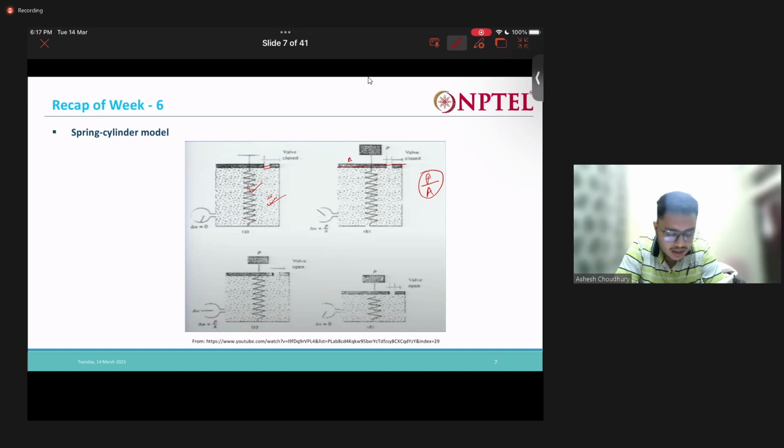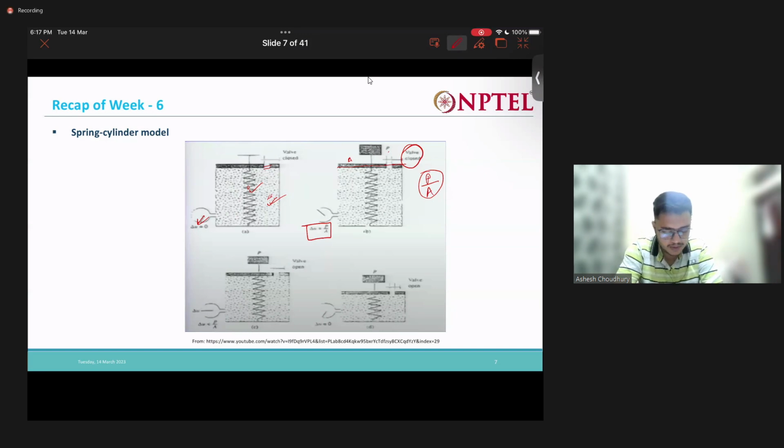As soon as the load is applied, the complete load is transferred to the pore water pressure. Remember, the valve is closed now. Initially my pore water pressure is 0. As soon as I apply some load, that whole stress is taken by the pore water pressure, so my u is equal to that applied stress. The pressure increases by that amount.